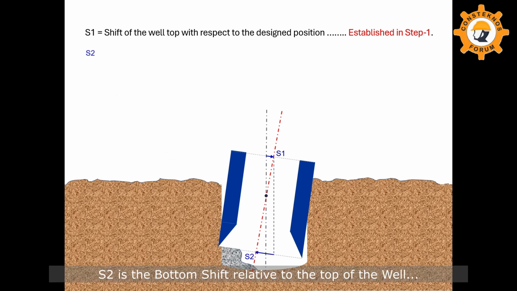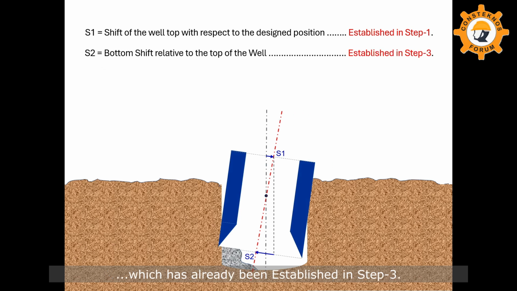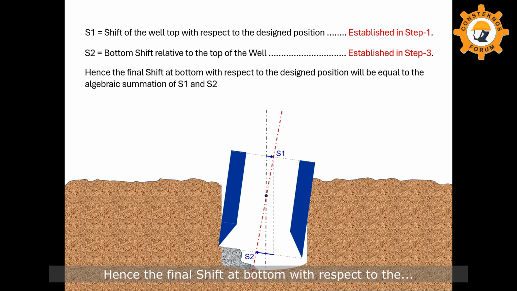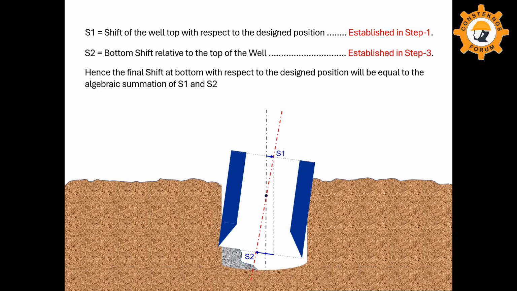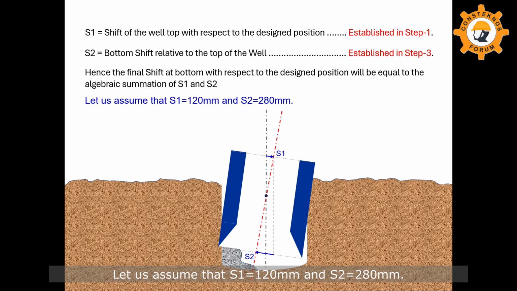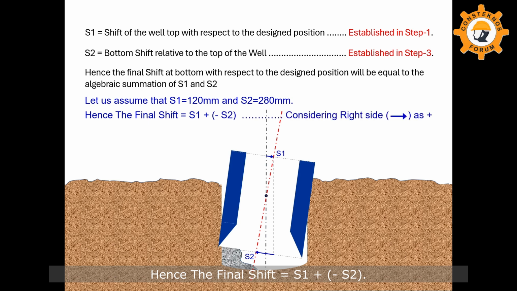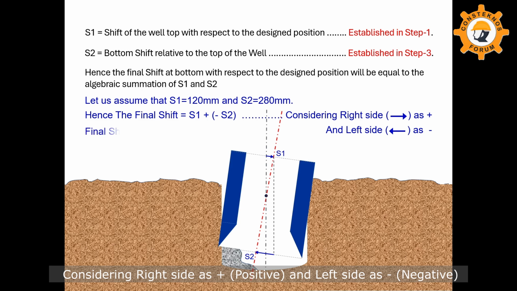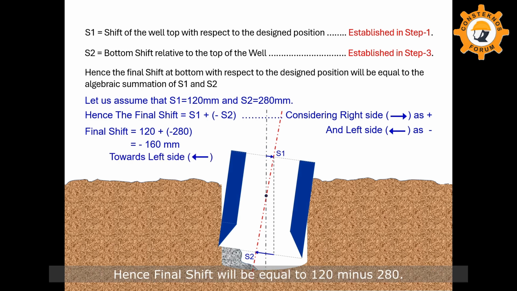S2 is the bottom shift relative to the top of the well which has already been established in step 3. Hence, the final shift at bottom with respect to the designed position will be equal to the algebraic summation of S1 and S2. Let us assume that S1 is equal to 120 mm and S2 is equal to 280 mm. Hence, the final shift is equal to S1 plus minus S2, considering right side as positive and left side as negative. Hence, final shift will be equal to 120 minus 280, which is equal to minus 160 mm. Negative sign indicates that the shift is towards left side.